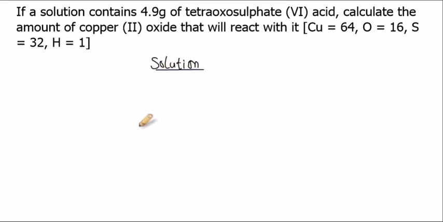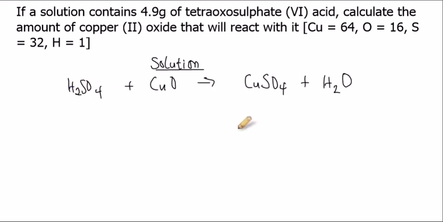The first thing to do to attempt the question above is to write out the chemical equation showing the reaction between tetraoxosulphate 6 acid and copper 2 oxide. After writing out the chemical equation, the next thing to do is to ensure it is a balanced one.